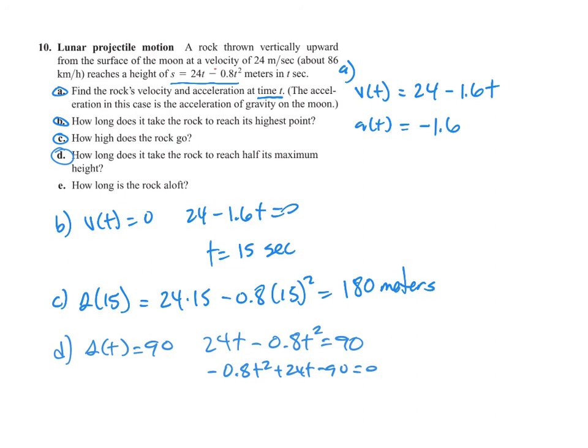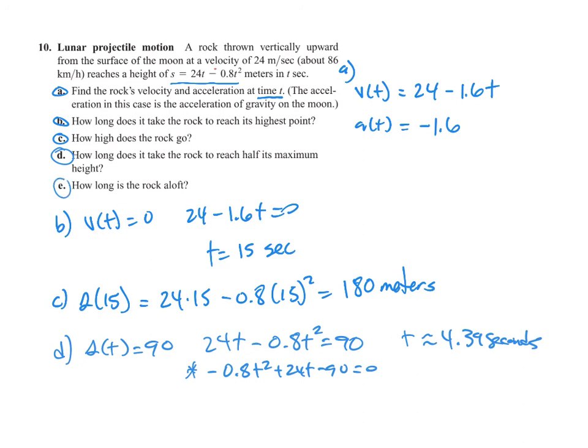Instead, what you can do is just plug this into the quadratic formula or graph it and see where it crosses the x-axis. And I've already done that, and I found out that that happens at t equals approximately 4.39 seconds. So this thing reaches half its maximum height at about 4.39, 4.4 seconds. And I did that by setting the position equal to 90 and solving.